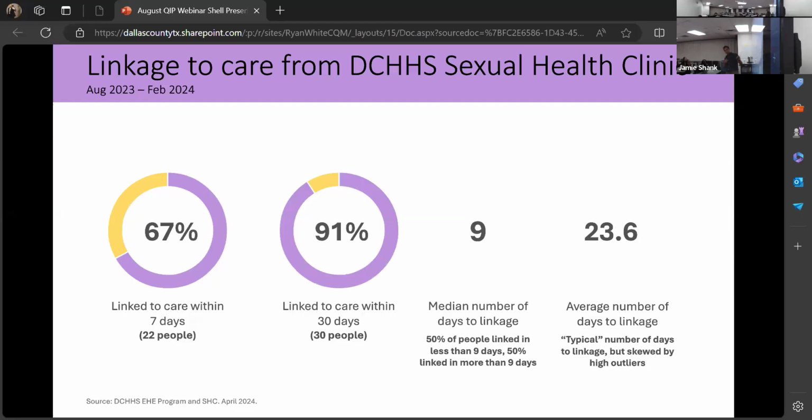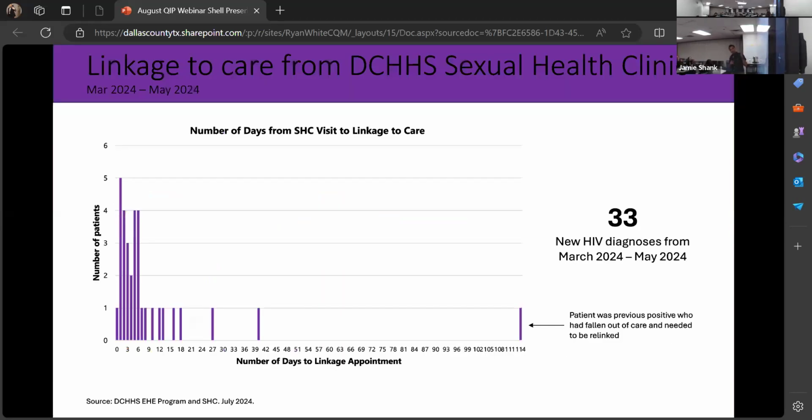So for that previous time period, about 67% of people were linked to care within 7 days. 91% of people were linked to care within 30 days. The median number of days to linkage was 9, so a little bit over that week that we were talking about, and the average was 23.6. I included both just because the data is so skewed, and just to give a sense of it.